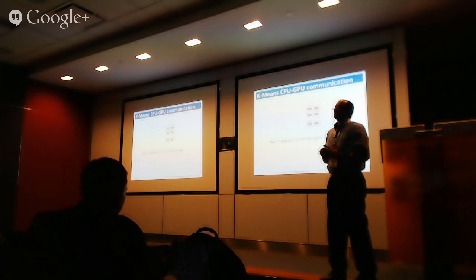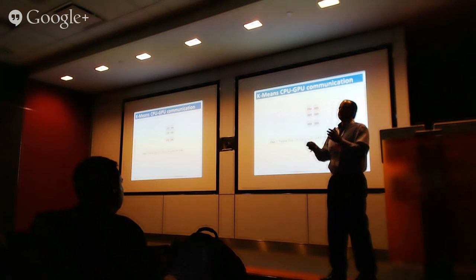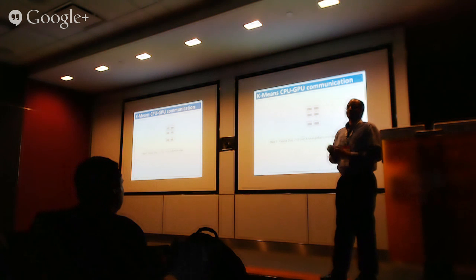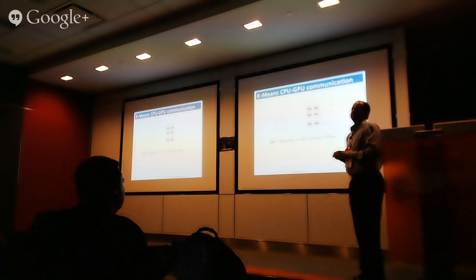I was just wondering, because I know the assignments, does the CPU have a copy of the data, or does it have to ask for it back? No, the CPU has the copy. Once you get a new assignment, the CPU has the copy of the data. So the data is sent only once to the GPU.